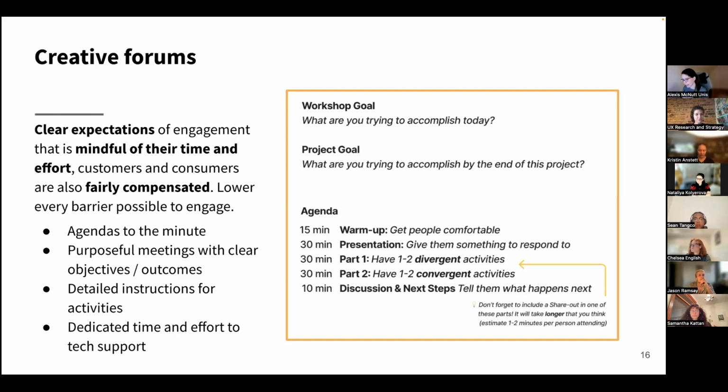I mean, you saw my agenda when we started. I like to be very clear and prescriptive from the beginning. This is the agenda down to the minute. Purposeful meetings with a clear objective and an outcome, and really detailed instructions for all of those activities. What are steps 1, 2, and 3? What's the mentality when they're doing that activity? Who are they thinking of, in terms of themselves? Are they thinking in terms of an end user? And what is the expected outcome of that activity, and how is it going to build towards the final project outcome? And then also dedicating time and effort to tech support.